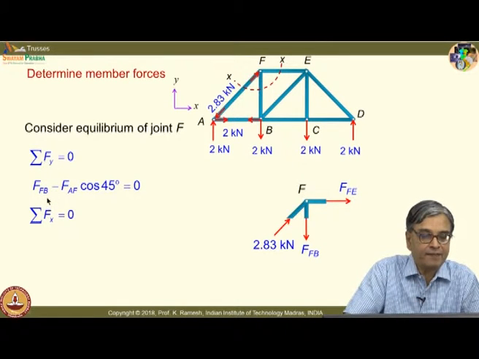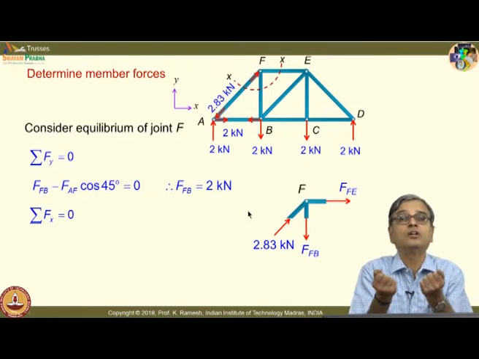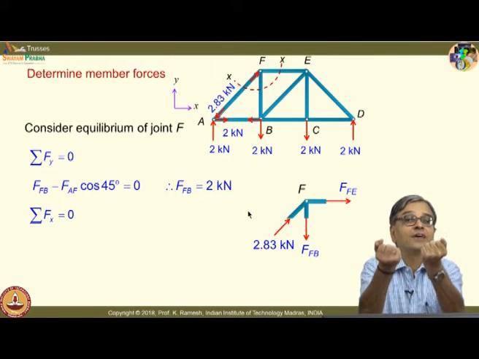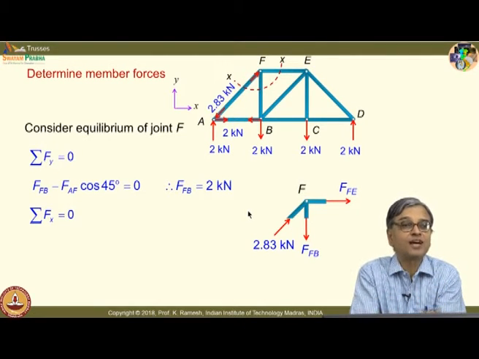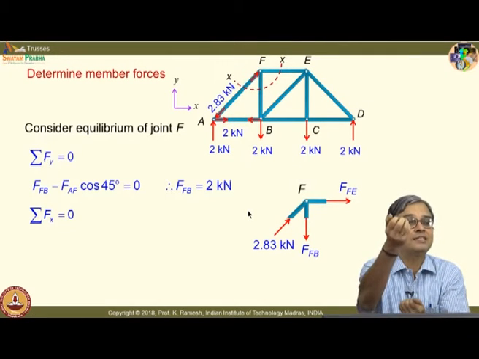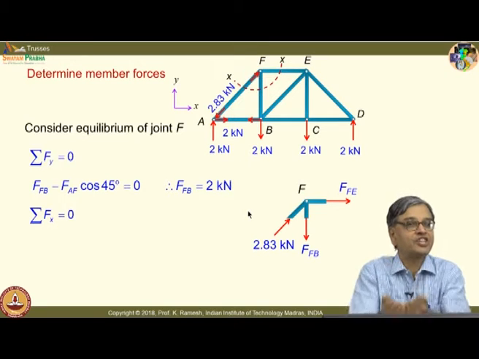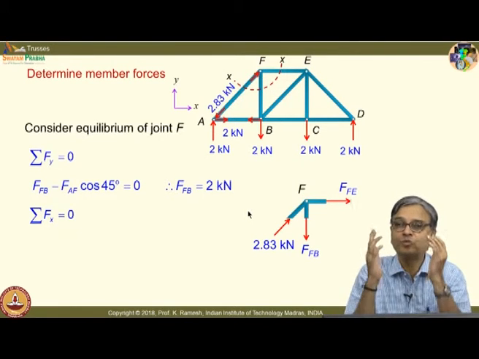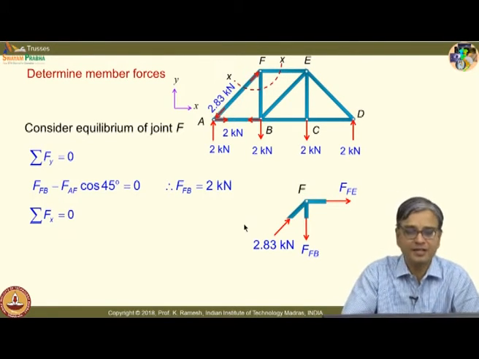So, I get FB minus FAF cos 45 equal to 0, and FB I get as 2 kilonewtons. So, this direction is correct, and you can say that member FB is in tension, which also coincides with when I pull the truss down, the member is pulled, it is under tension. It goes with your physical appreciation of the problem.